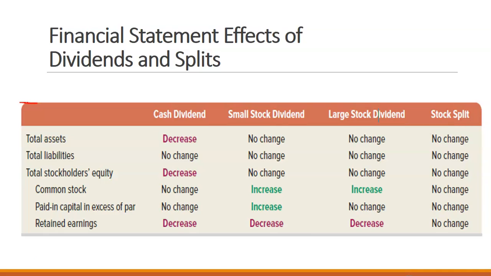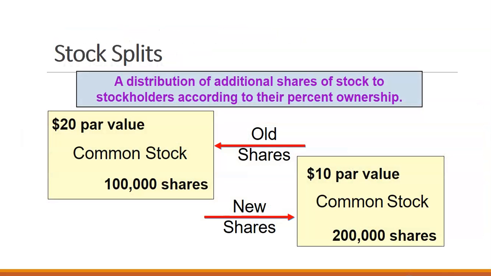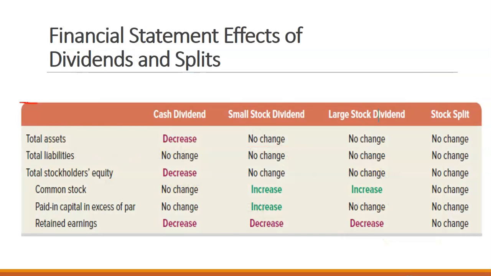A stock split has no change to any of the total dollar amounts in any of our accounts. If you see the par value in the first example, we have a common stock of $20 par value times 100,000 shares. That amount is exactly the same as $10 times 200,000 shares. So there is no total change in the money that is recorded in that account on our financial statement.